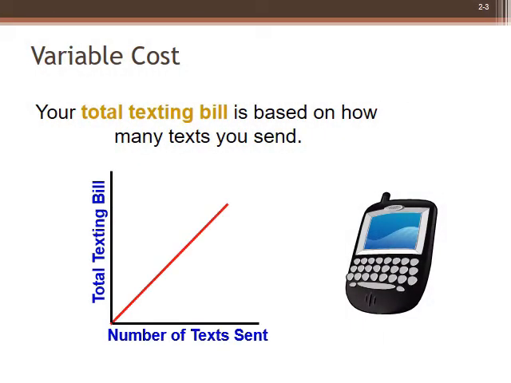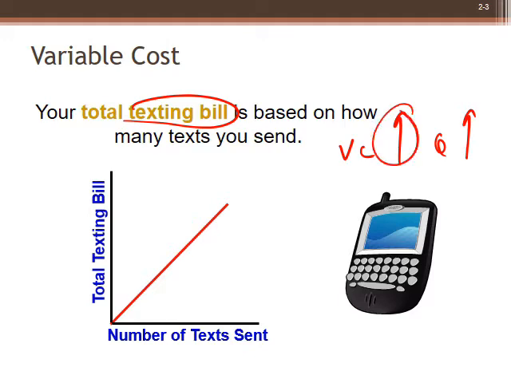So what is a variable cost? A variable cost is a cost that varies in total in direct proportion to changes in the level of activity. For example, your total texting bill is based on how many texts you send. If you send messages in more quantity, the total variable cost will be more as well.